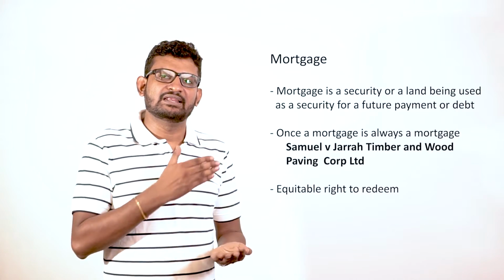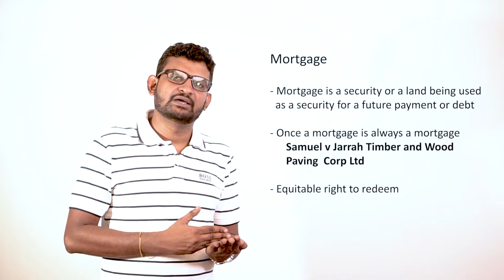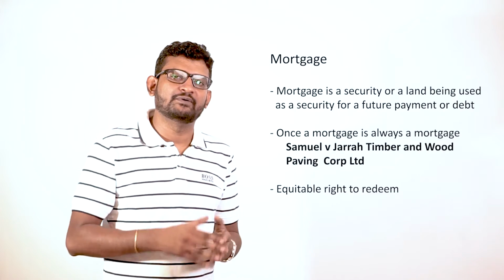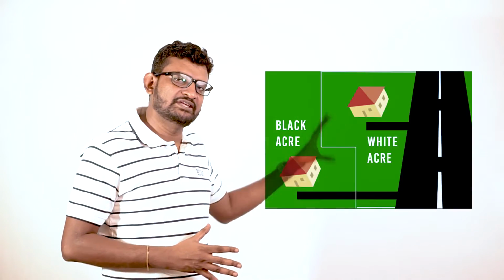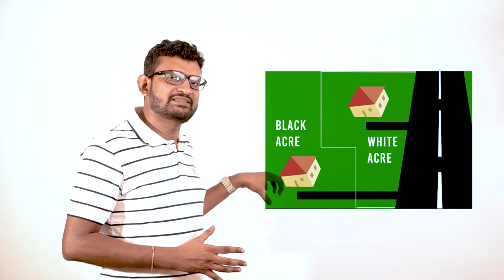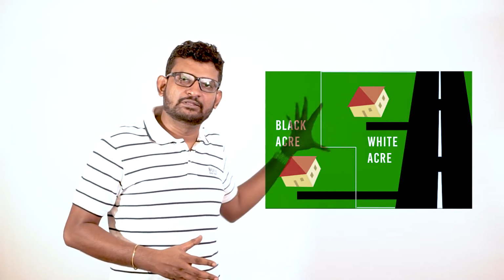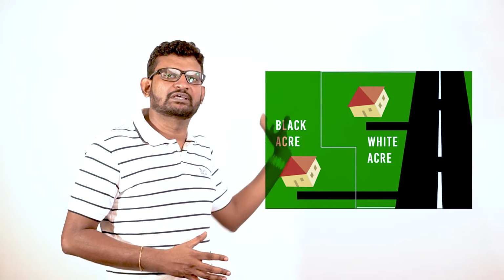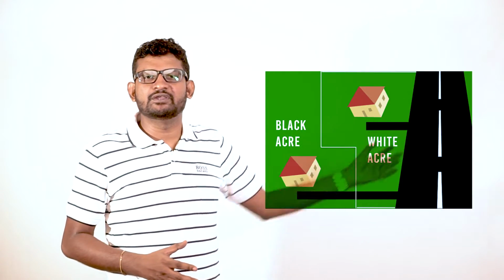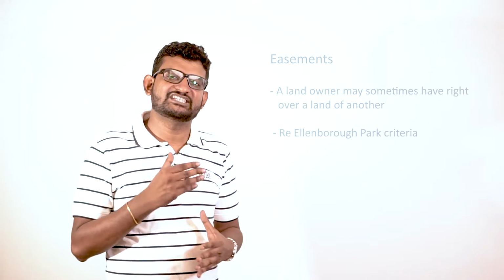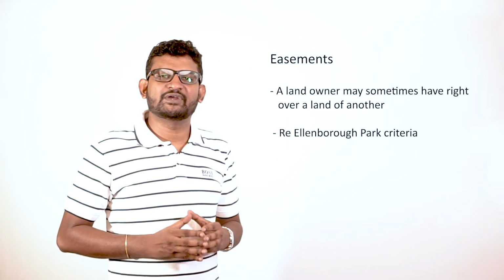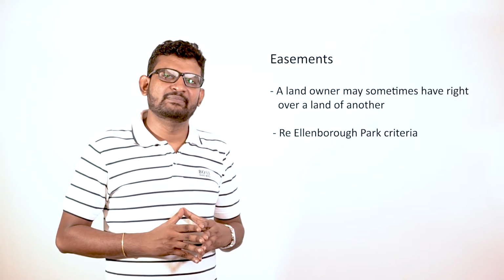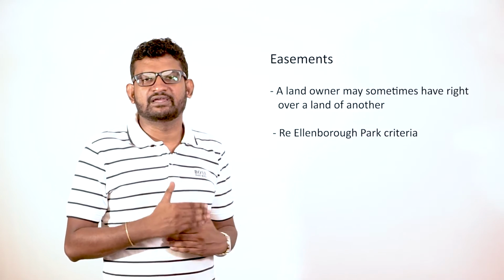Finally, easement. A landowner may sometimes have a right over the land of another. You have a land here and a land here, and the owner of this land will walk to the other land. The owner of the black acre will walk to the white acre to get to the road nearby. That would be a right of way, that would be an easement. Easement is a great question, and this means you get to talk about the Re Ellenborough Park criteria or whatnot.